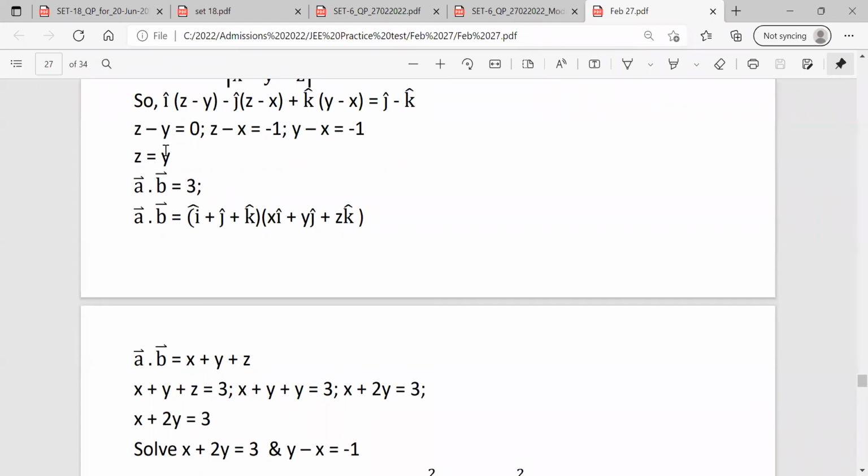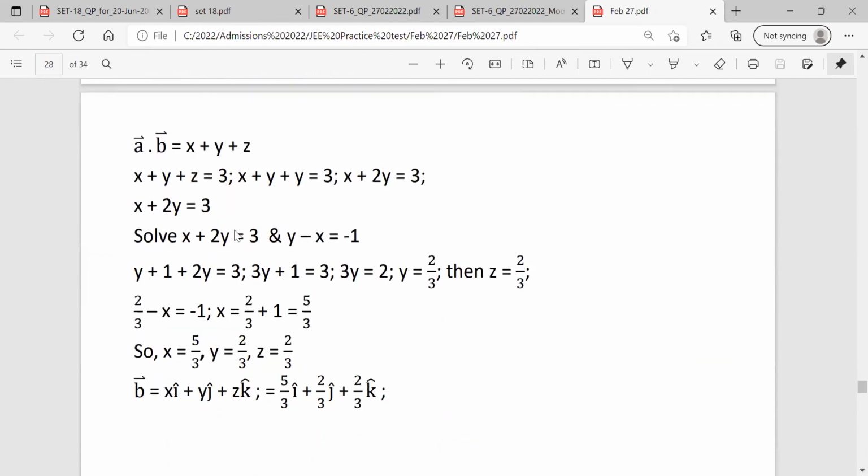Since z minus y has no value for i, this becomes 0. So z minus y equal to 0, which we can rewrite as z equal to y. I'm going to put z as y because both of them are equal. So I'll write this equation as x plus 2y is equal to 3. And I can take any equation from here, so I'm taking y minus x equal to minus 1. I'm going to solve these two equations, x plus 2y equal to 3 and y minus x equal to minus 1. After solving, I get one value, that is y.